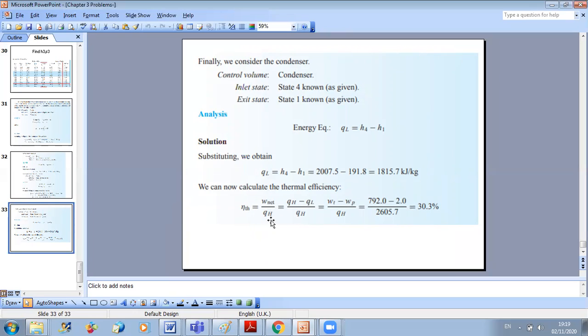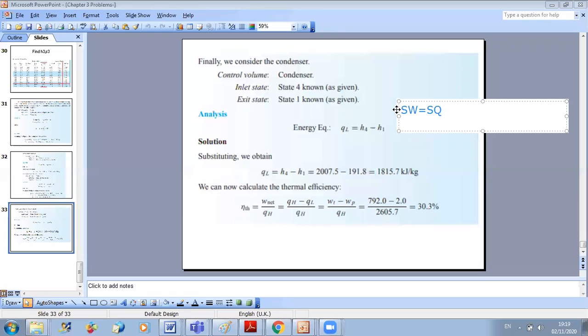It is W net over QH, which is W turbine minus W pump over QH. Or if you want also, you can say that because I have a closed system, the sum of work equals the sum of heat. This is why W net of my system is equal to QH minus Q condenser, Q lost. So if you want to use the other approach, then you can calculate also Q condenser, and in this way you can verify your calculation also.